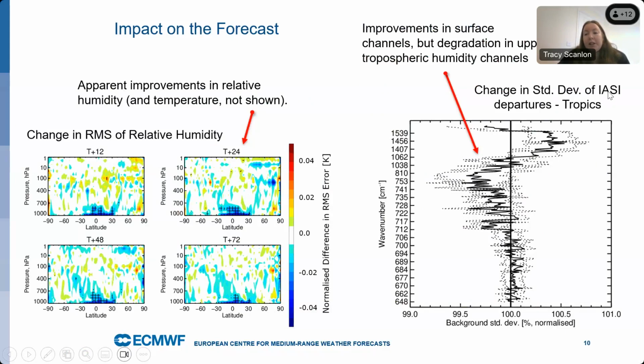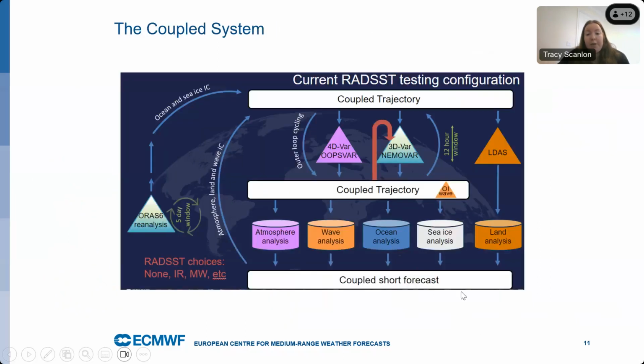So this is the change in the standard deviation of ISDA departures in the tropics. And we see that there's an improvement in the surface sensitive channels. However, in the upper tropospheric humidity channels, we see that there's a degradation. So this is something we have to investigate as we go forward.